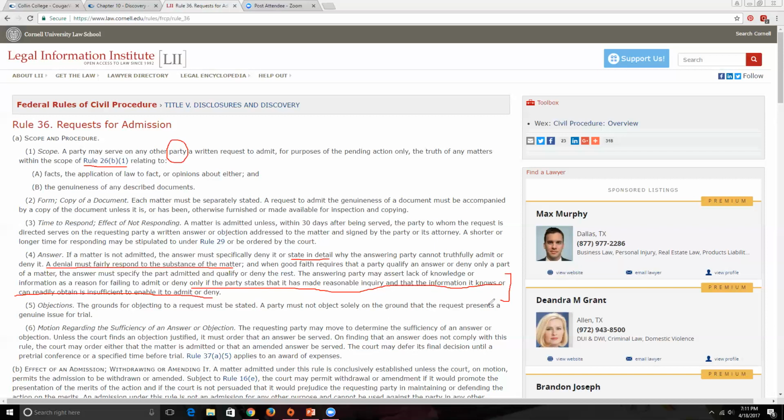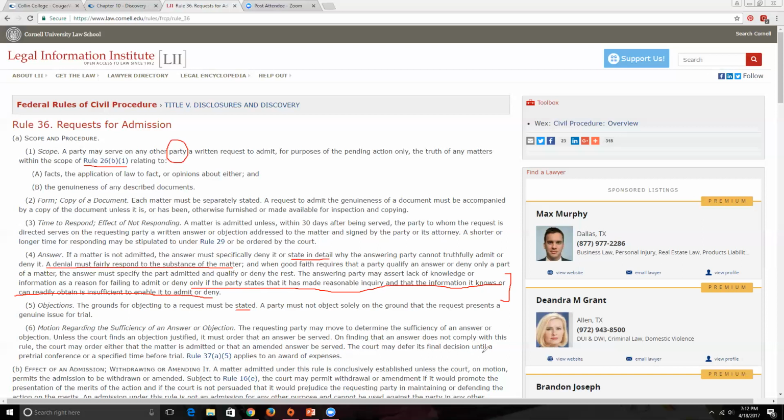Let's look at the objections that a person might advance who's responding to requests for admission. The grounds for objecting to a request must be stated. The party must not object solely on the ground that the request presents a genuine issue for trial. Motion regarding the sufficiency of an answer or objection. The requesting party may move to determine the sufficiency of an answer or objection. Unless the court finds an objection justified, it must order that an answer be served. On finding that an answer does not comply with this rule, the court may order either that the matter is admitted or that an amended answer be served.